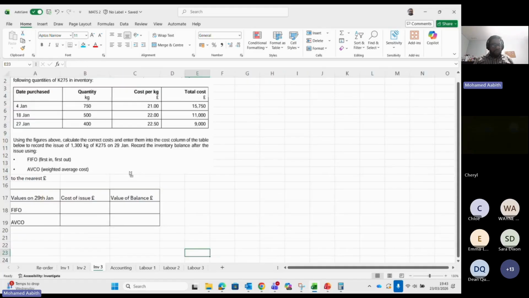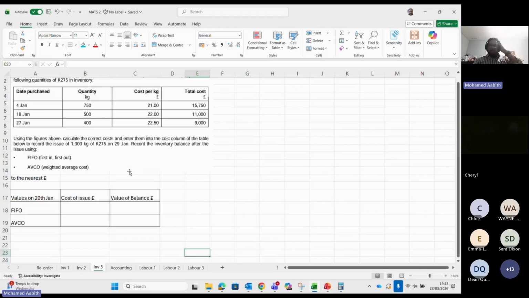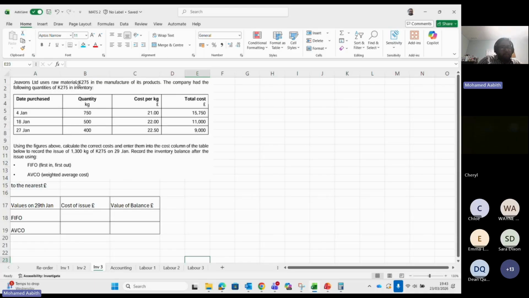This is from Osborne's. So here they're giving you those scenarios now. They're saying the following quantity of K275 is used in the manufacturing of its products. The company had the following quantity of K275 in the inventory. They're saying here, calculate the correct cost and enter them into the cost column of the table below to record the issue of 1300 kilograms of K275 on 29th of January. Record the inventory balance after the issue was used.